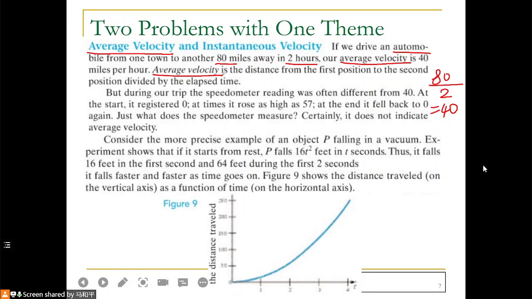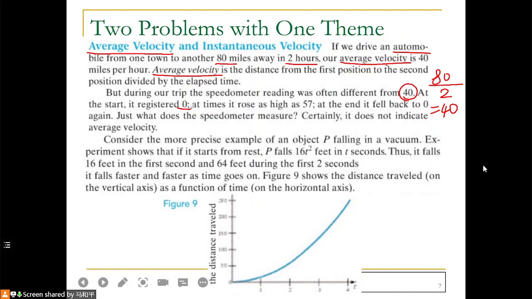But during our trip, our speed is not the average velocity, right? For example, the speedometer reading was often different from 40. Maybe you drive a car, you can see the speed is not 40. So we want to calculate the speed, which is not the average speed. At the start, it registered 0 because you have not moved. So the distance is 0, so the speed is 0.